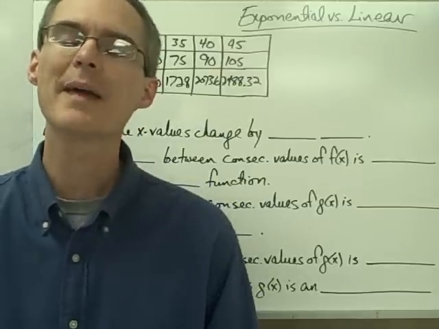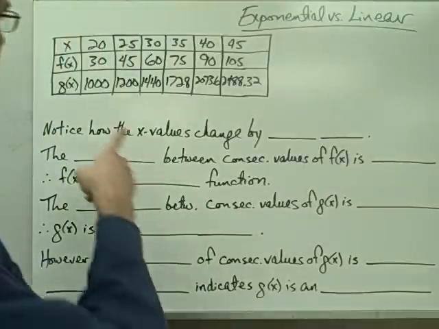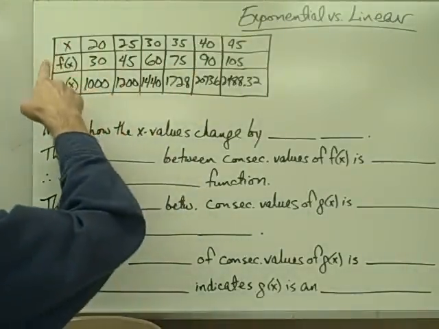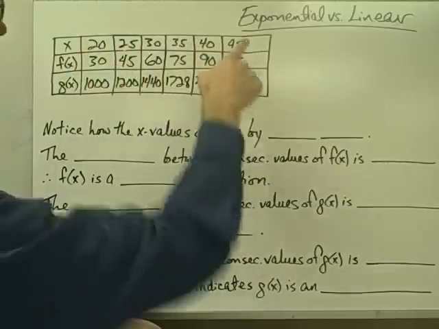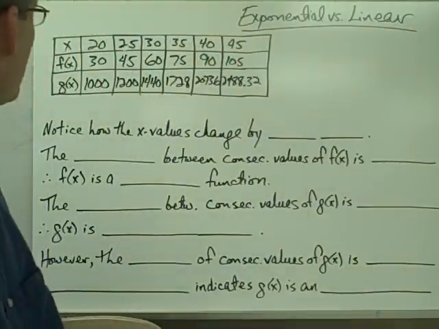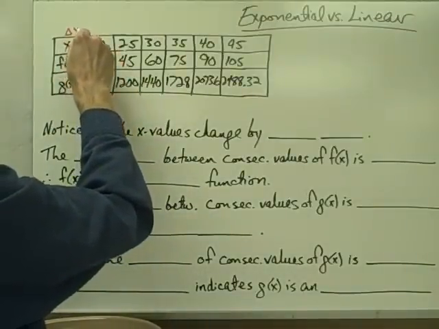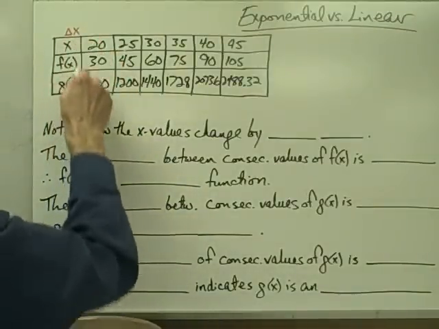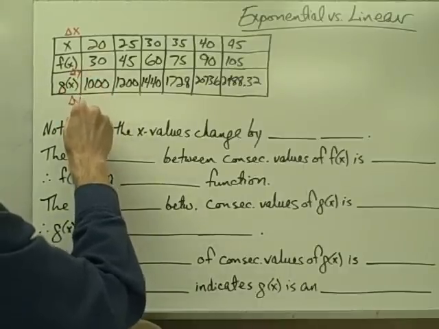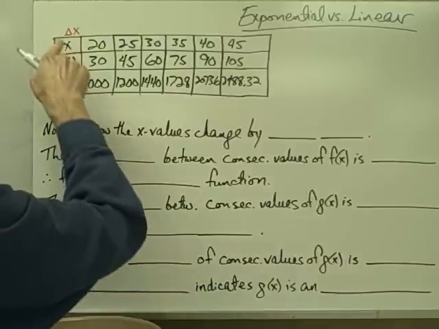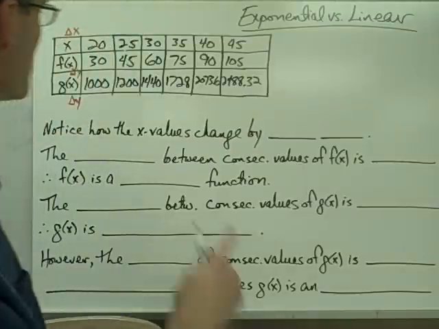Okay, in this video we're going to be comparing exponential and linear functions. And we're going to start out with this example of a table in which we have two different functions. We've got f of x and g of x for all these values of x here at the top. For all my x values, I'm going to be calculating my delta x values. And for each of my two functions, I'm going to be calculating what I'll call delta y values. So I'm going to be calculating the change in my x values and the change in the values of my dependent variables, the change in the values of my function.